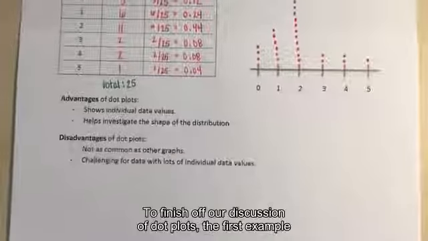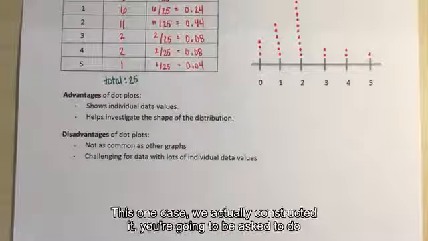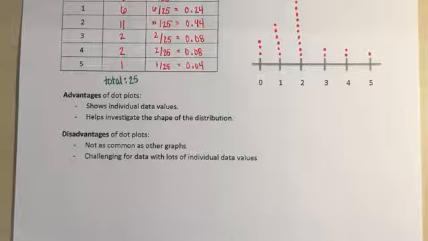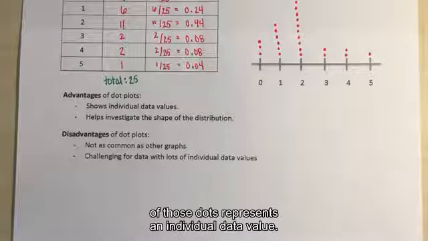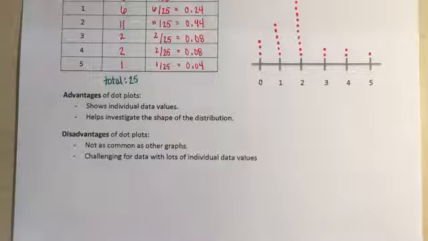To finish off our discussion of dot plots, the first example we talked about interpreting them. In this case we actually constructed it. You're going to be asked to do a combination of different things as we go through your homework. The advantages of dot plots: they show individual data values, because each of those dots represents an individual data value. It also helps investigate the shape of our distribution, so we can see a general shape here.